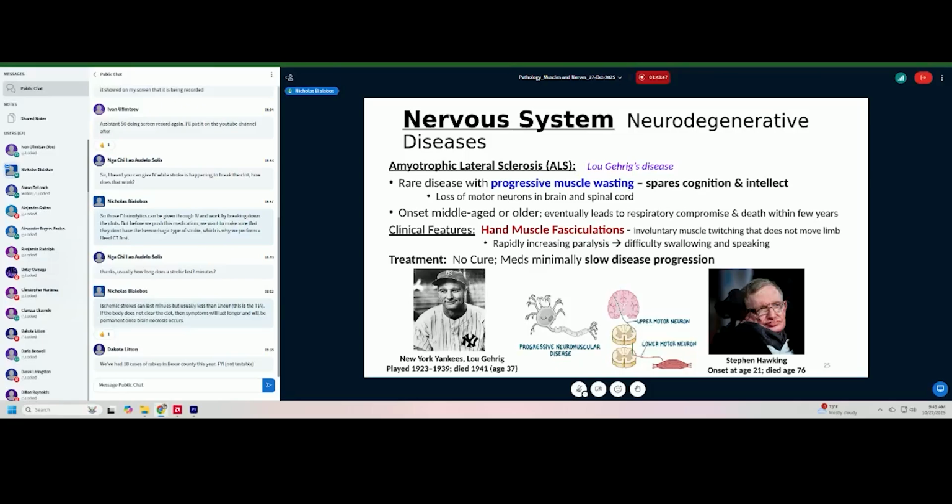My last base, my technician, his father had this, and he died within a couple of years. So it really depends on how good of care you can receive. Most of the time, this is going to start off in the upper extremities. So patients will have these fasciculations of their hands, not tremors, but just kind of twitching of their hands that doesn't move it.